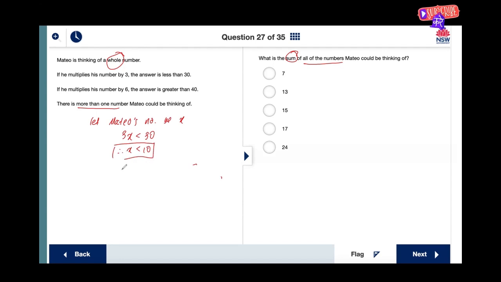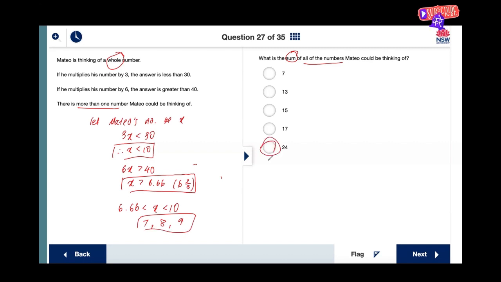If he multiplies his number by 6, the answer is greater than 40. 40, unfortunately, is not divisible by 6, but we can approximate it as 6.66 or 6 2/3. So this is my second piece of information. And when I combine these into a range for my x, then here I'm given my range, but it's only whole numbers. And we've noted that down by circling whole. So the numbers that fall into this range are 8, 7, and 9, which sum to 24. And we can confirm this as correct.